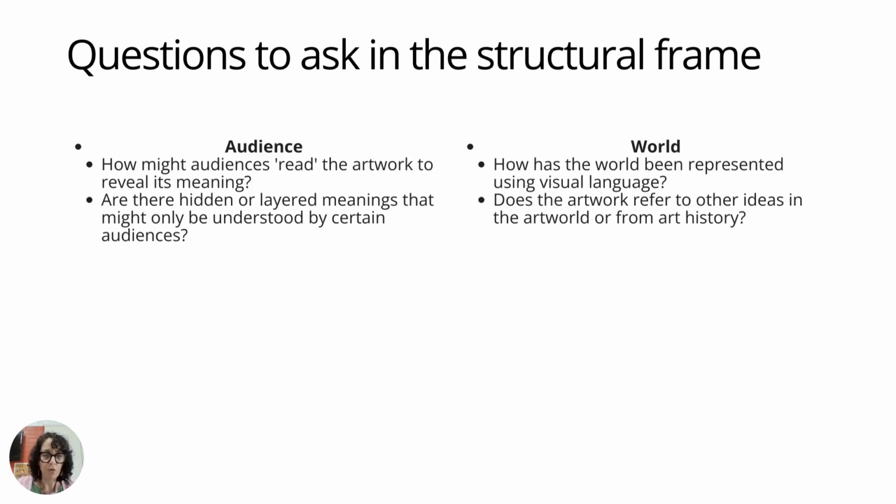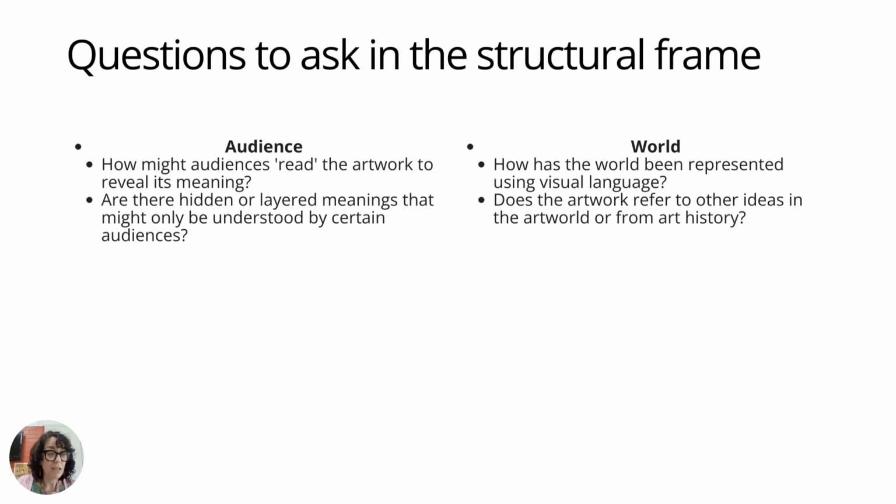Questions to ask in the structural frame around audiences. So how might audiences read the artwork to reveal its meaning? Are there hidden or layered meanings or nuanced layers of meaning that might only be understood by certain audiences? An example of this could be if an artwork contains religious iconography. You would have to have an understanding of religion and of images to do with religion in order to understand the meaning being created in the work.